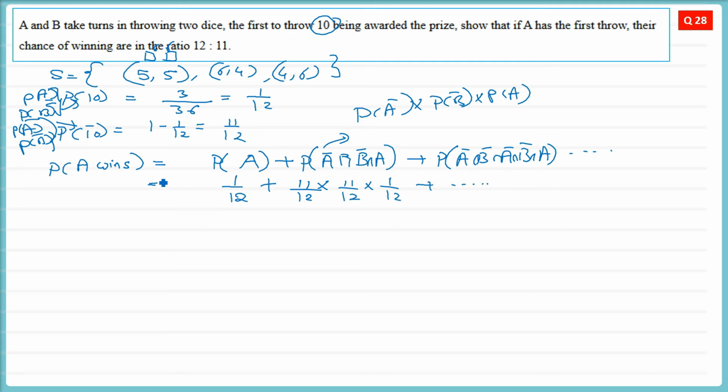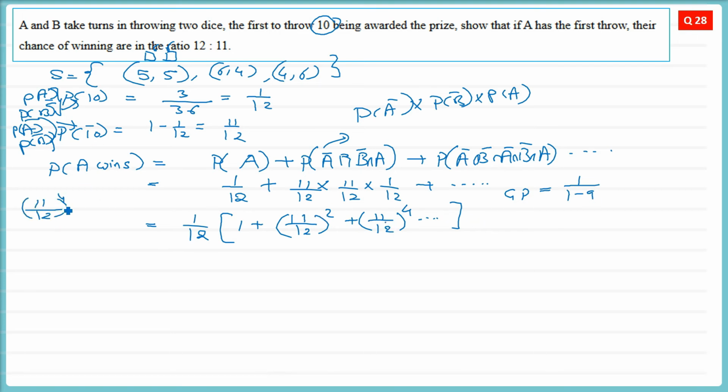Now this you can skip writing out, because we are already going to get a GP from two terms. So if you take 1 by 12 outside, 1 plus 11 by 12 whole squared, 11 by 12 raised to power 4, 11 by 12 raised to 6, 11 by 12 raised to 8, will go on and on and on. GP series addition is 1 by 1 minus a. I already explained it to you in the earlier questions.